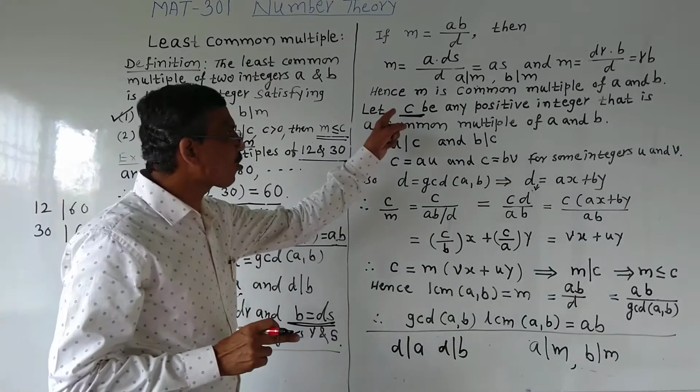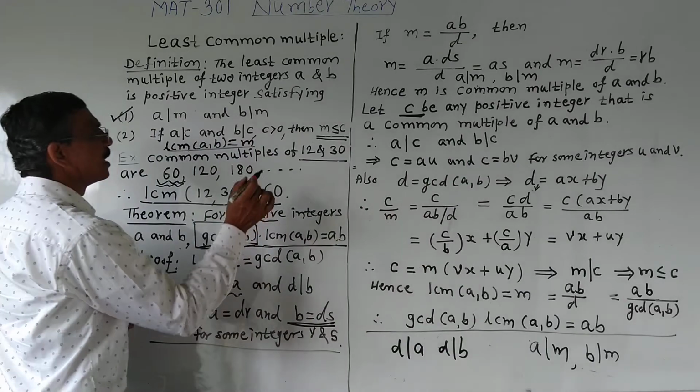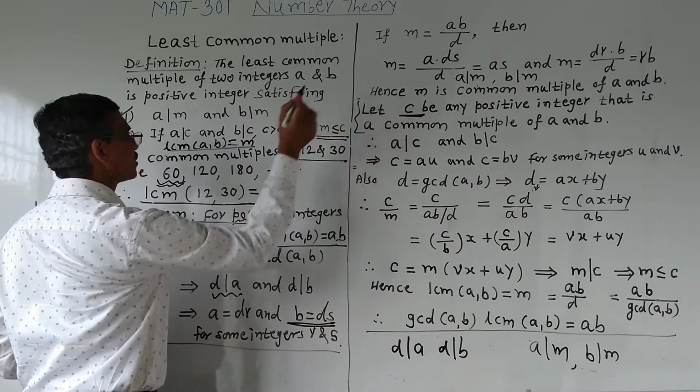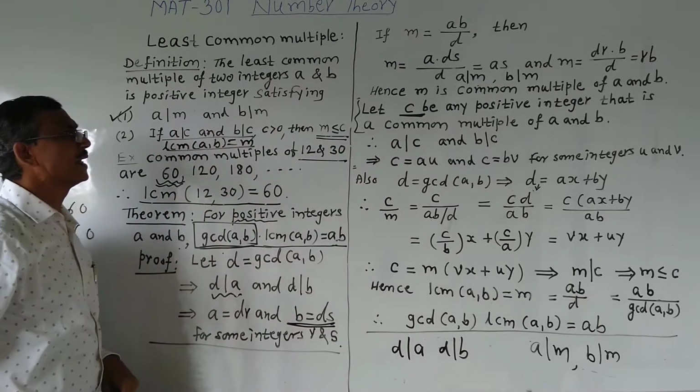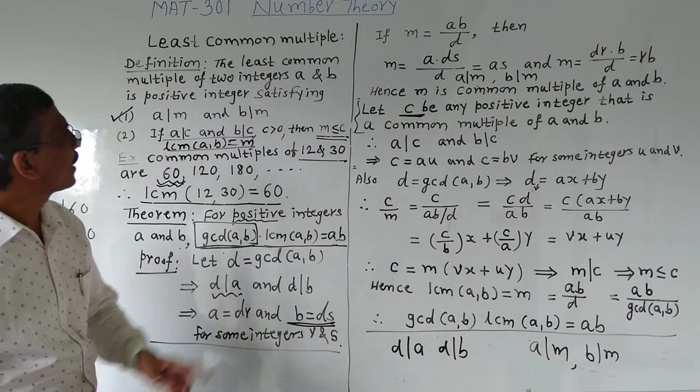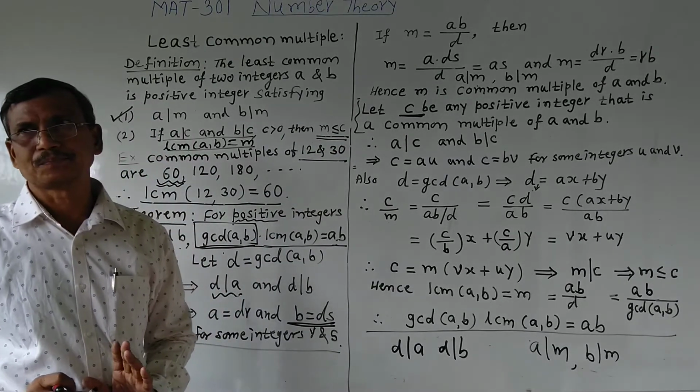As c is a common multiple of a and b, a divides c and b divides c. That means it is not necessary to write this part also. You can write directly, assume that a divides c and b divides c. Then we have to prove that m is less than or equal to c. Okay.